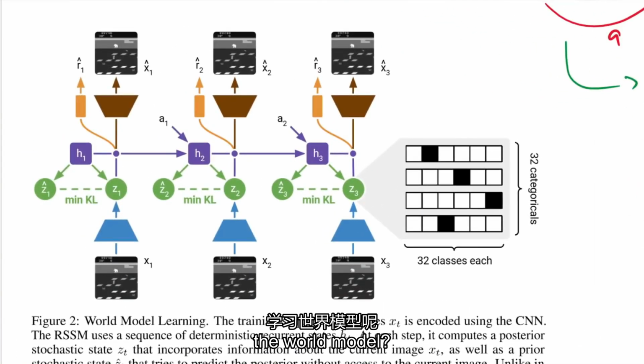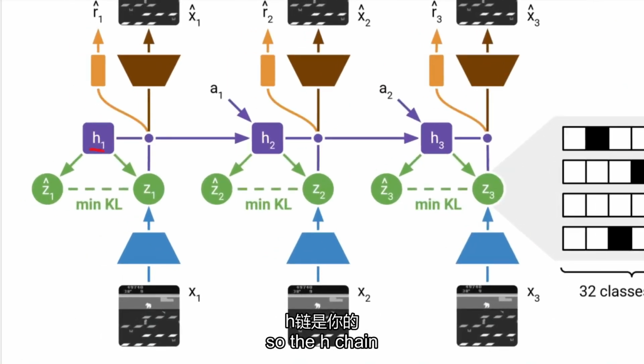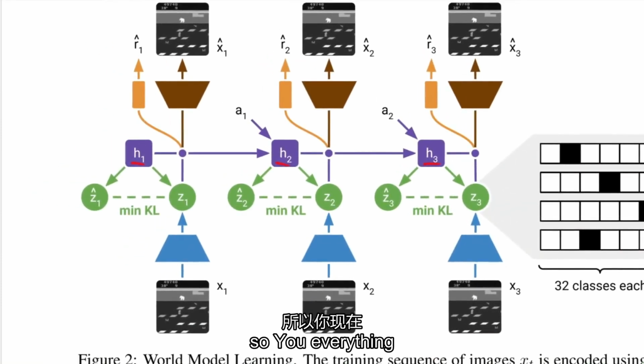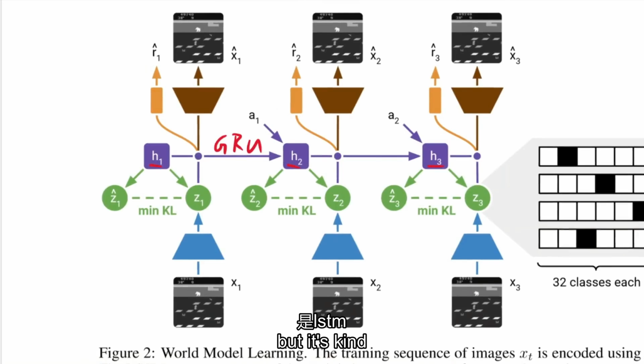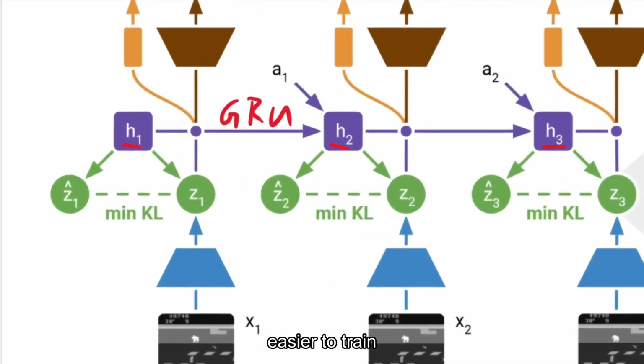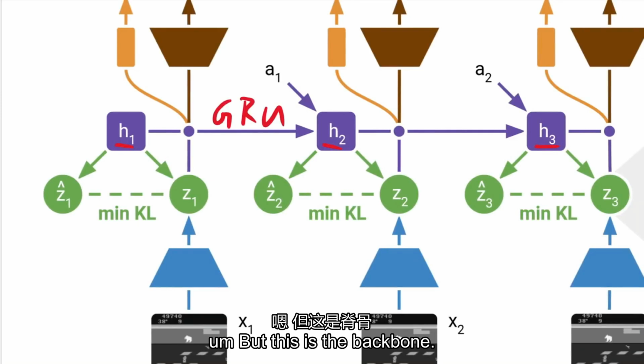Okay, so how do we learn the world model? This is quite a complex thing. So the backbone, as you can see, is this H chain right here. So the H chain, that is your classic where the model keeps track of a latent state. So everything that's kind of going on in the game right now, you want to save into the latent state. So the model is going to learn a latent state transition, and this specifically is using a GRU, a recurrent neural network with a gated recurrent unit. So it's not an LSTM, but it's kind of the little brother of the LSTM. That is sometimes a bit easier to train. Sorry, Jürgen. But this is the backbone, okay?